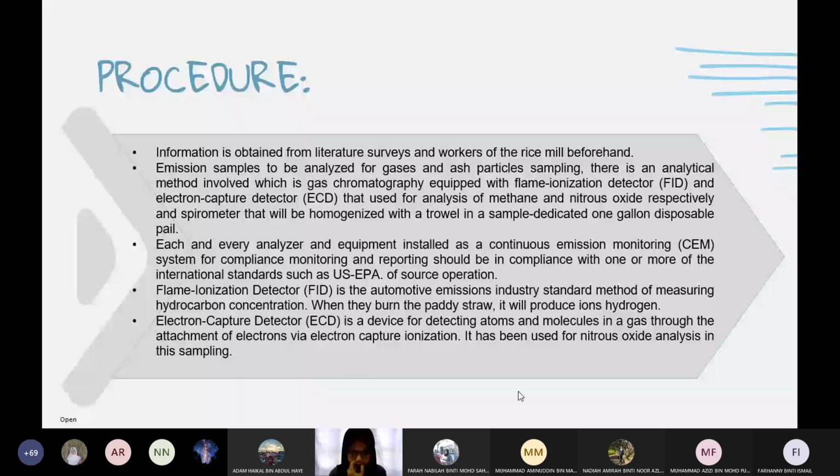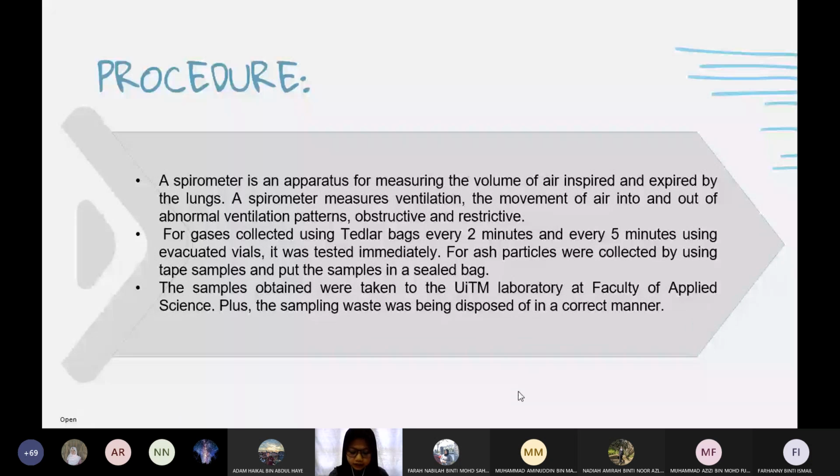Next, spirometer is an apparatus for measuring the volume of air inspired and expired by the lungs. It measures ventilation and the movement of air, so the amount of particles that are exposed to the workers can be identified. Next, gases that were collected using Tedlar bags were tested immediately.